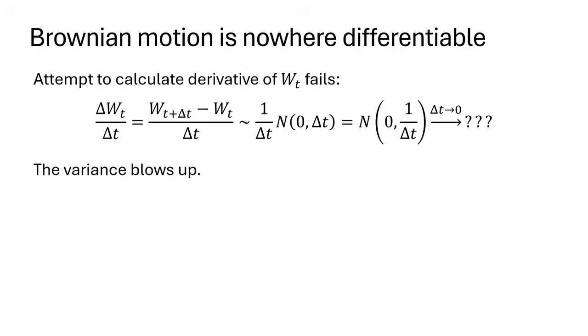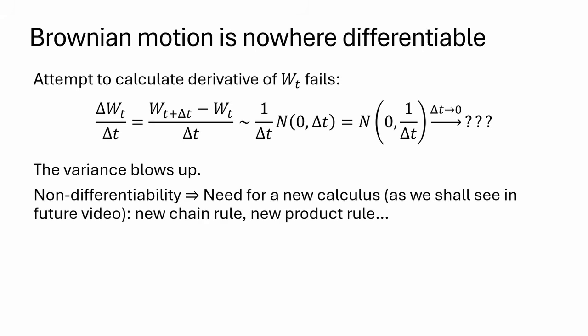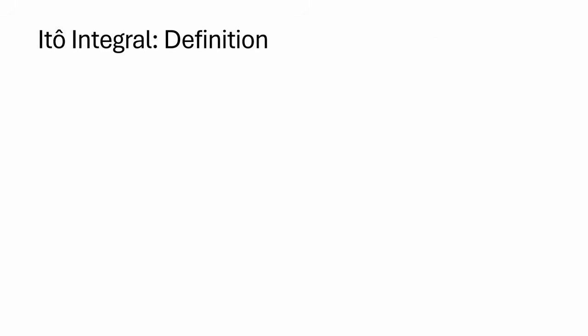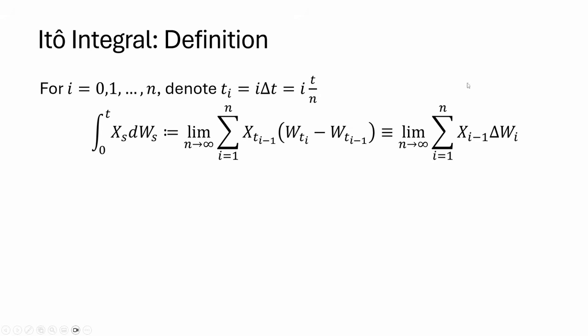And this non-differentiability turns out to have some major ramifications. It calls for a new type of calculus, as we shall see in future videos. That is, new chain rule, new product rules, and so on. And now we're ready to define the Ito integral. So consider a time interval, say from 0 to t. We first divide it into n subintervals, each one with length delta t, that is t over n. And the endpoints of the subintervals are ti. i ranges from 0 to n. So ti is i times delta t equals i times t over n.